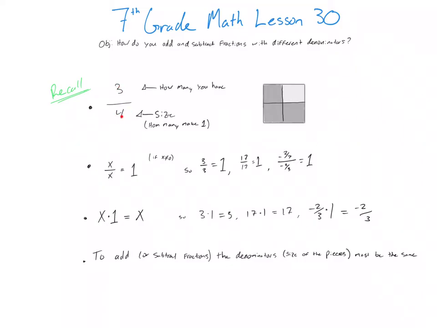So this fraction 3/4, this is one whole. If I divide it into 4 pieces, I have 3 of those 4 pieces. So this denominator tells me the size, how many it takes to make a whole. This tells me how many of them I have.